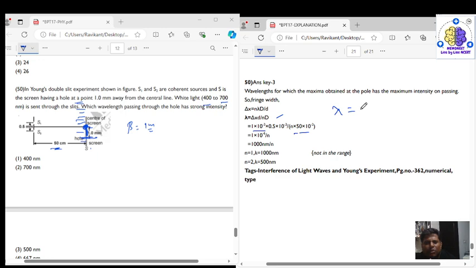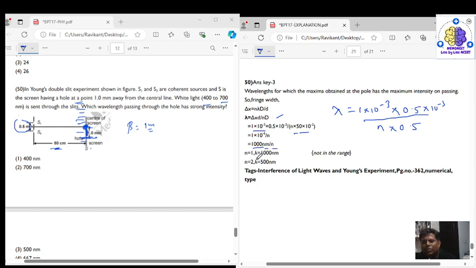So we will have lambda is equal to delta x. Delta x has been given to us as 1 millimeter, so 1 into 10 to the power of minus 3, right? Now into small d, which has been given to us as 0.5 millimeters. So we will write it as 0.5 into 10 to the power of minus 3 upon n into capital D, which is given as 50 centimeters. Solving this, we get lambda is equal to 1000 nanometer upon n.